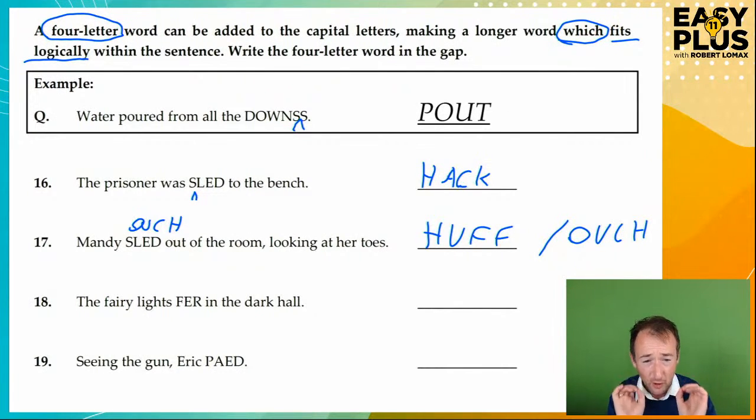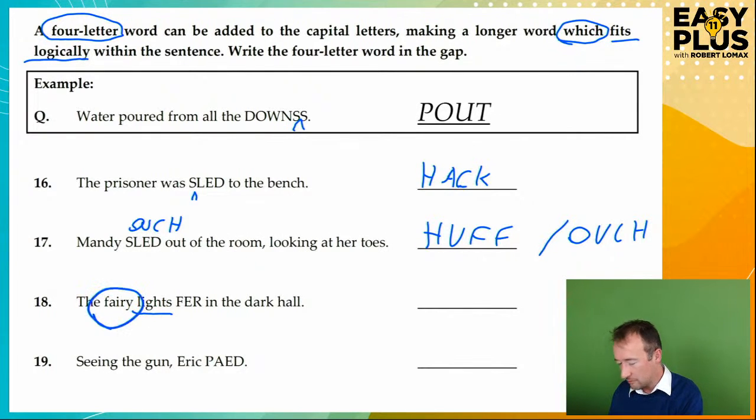So that's why you have to read the context carefully. Why have I said fairy lights and not spotlights or something? Because fairy lights often flicker, which is really the main word to describe that. So again, if you think carefully about the context, and you don't just think lights, but you think fairy lights, little Christmas tree lights, then you can get the answer.